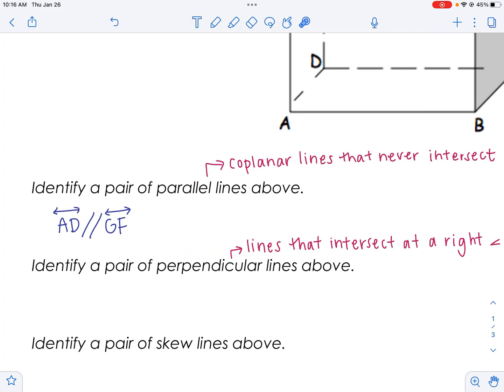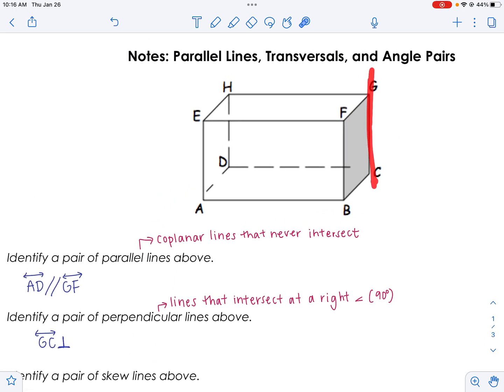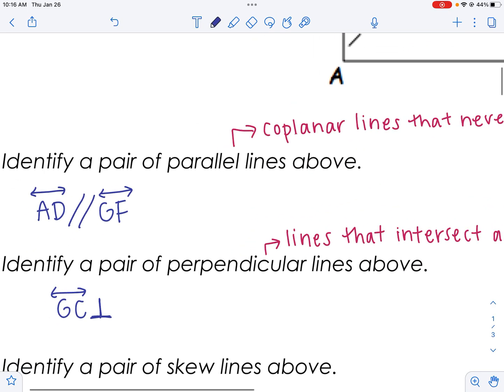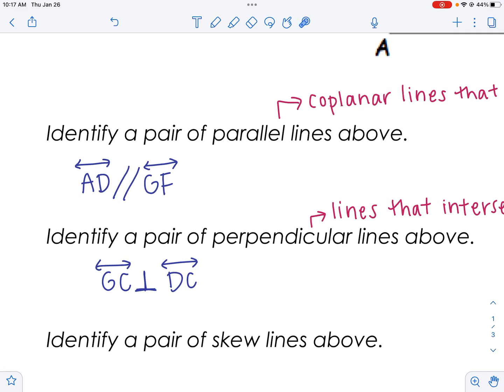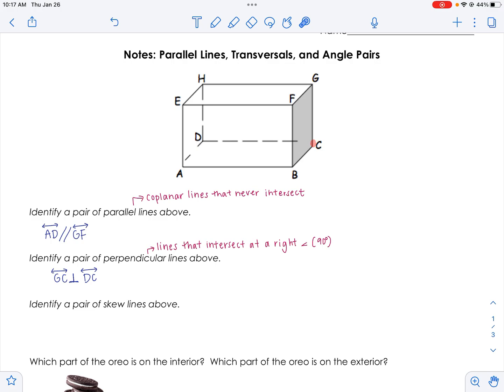I have so many options here. I'm going to go with line GC. If I wanted to know what's perpendicular to line GC, remember that the perpendicular symbol is an upside down T. So what's perpendicular to line GC? Well, I could say FG. I could say GC and HG. I could say GC and BC. I could even say GC and DC, which is what I'm going to go with. And if I asked you where they intersect, they would intersect at point C. Remember that two lines intersect at a point. So these coplanar lines are intersecting at point C. And I could see that just from the letters that I see.